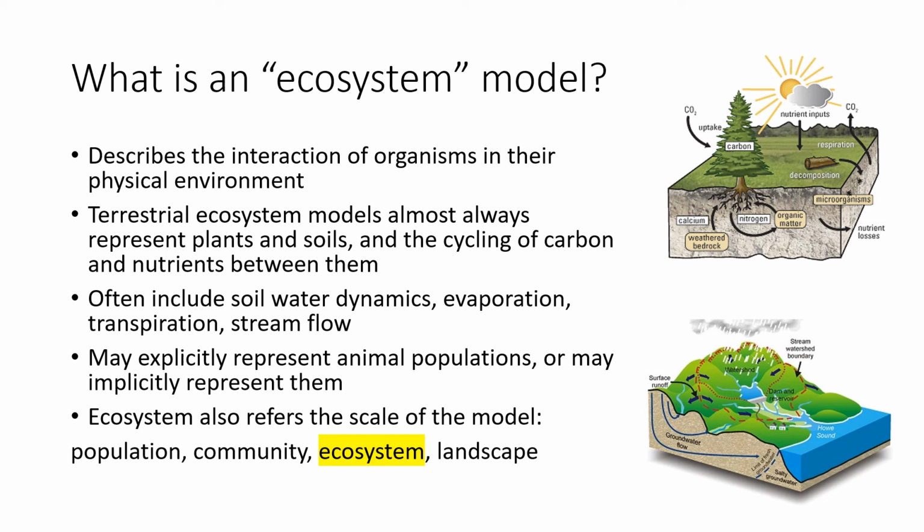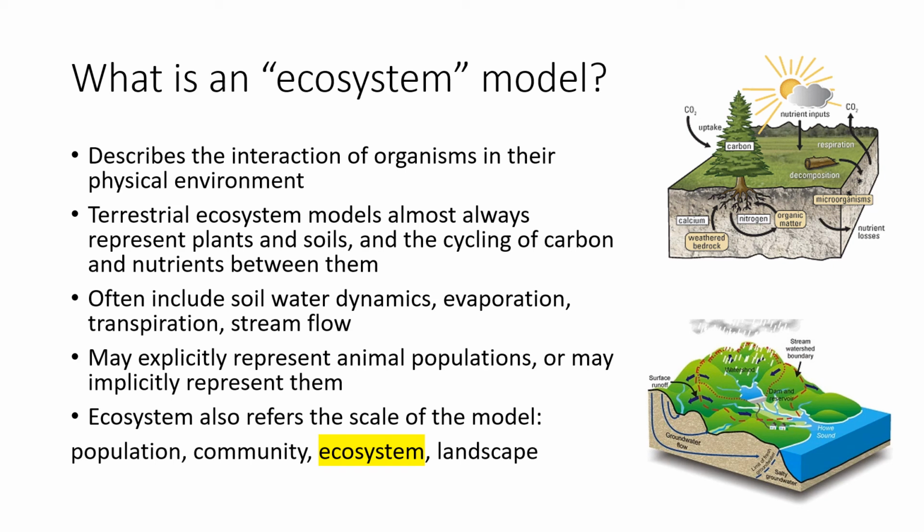Some models explicitly represent animal populations, meaning they might have some number of cows grazing in a pasture, or some number of ungulates or wildebeest grazing in a grassland. In other models, they may just implicitly represent them, so they don't really have some number of grazing animals, for example, but they might just say that some fraction of grass is removed each day, and that's the way grazing is represented, not necessarily by keeping track of an animal population.